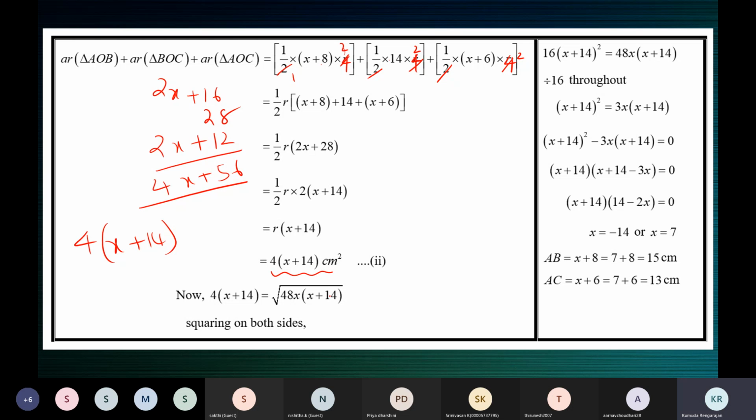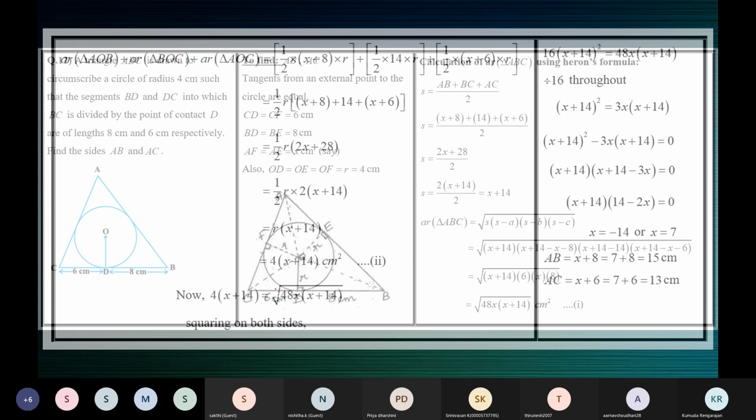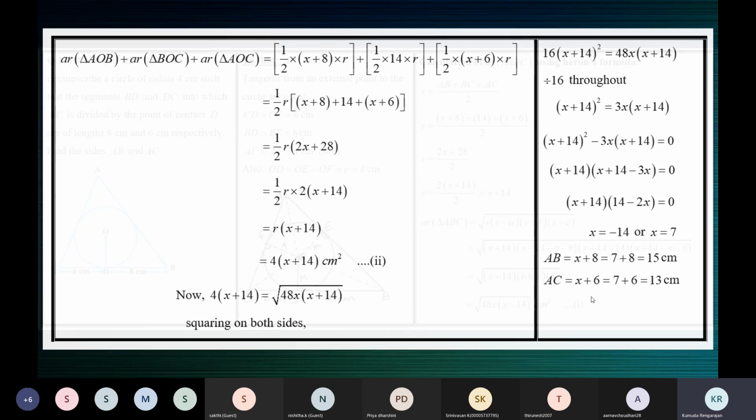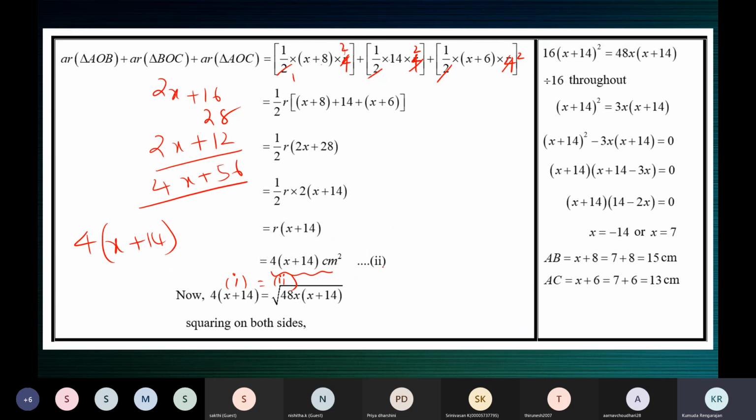Now we know that 1 is equal to 2. What is 1? The area of the whole triangle ABC. What is 2? The sum of the areas of the three small triangles. They are equal. The area of the whole triangle is equal to the sum of the areas of the three small triangles.